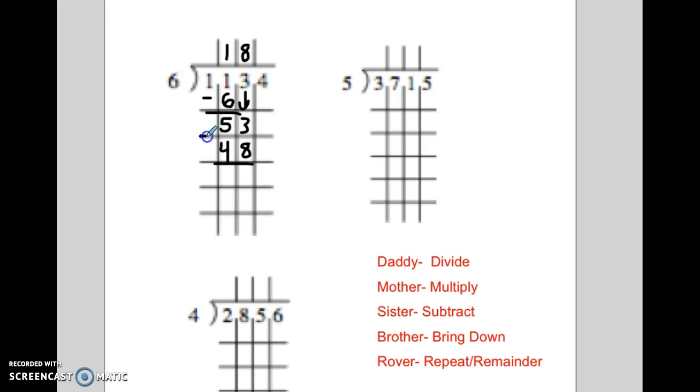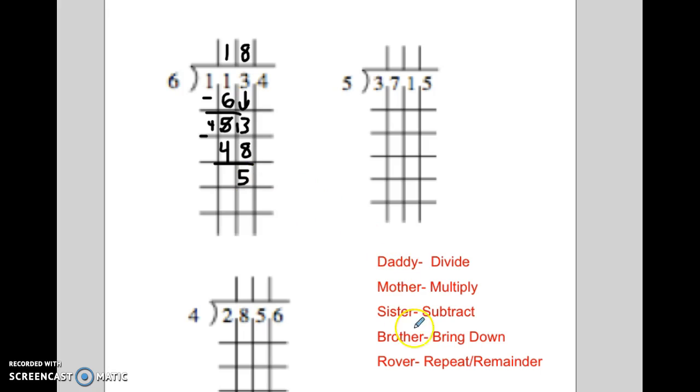Now remember your subtracting skills. I can't do 3 minus 8, so I'm going to have to borrow from here, make this a 4. This becomes 13 minus 8, which is 5. And then I have 4 minus 4, which is 0. Okay, so now I'm stuck with 5.